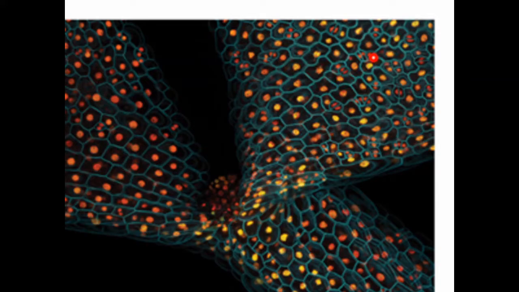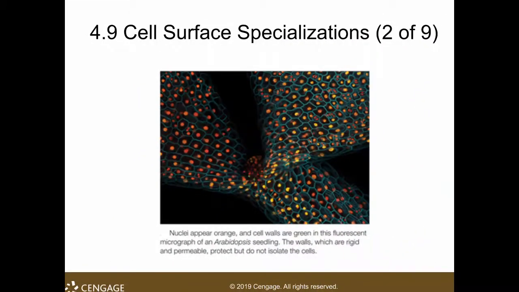In the cells themselves, you can actually see dividing cells. These are cells undergoing mitosis. The walls are rigid, and they keep the shape of the tissue. However, the cells themselves can interact with one another, so there is permeability.